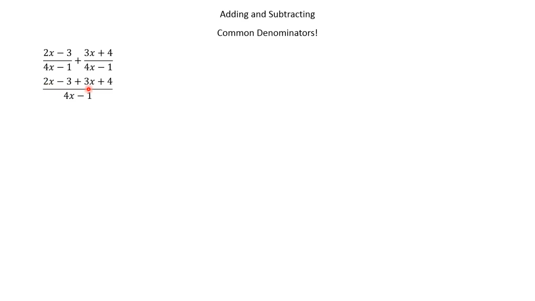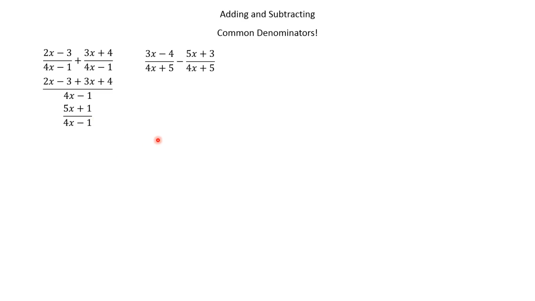2x plus 3x is 5x. Negative 3 plus 4 is 1. So we have (5x plus 1) over (4x minus 1). It is possible at this point that it could simplify. It's not going to happen very often with what we're doing, but again, it is possible. Looking at this, though, these are already factored and they're not the same, so it's not simplifying.